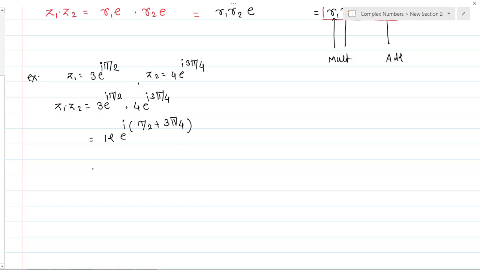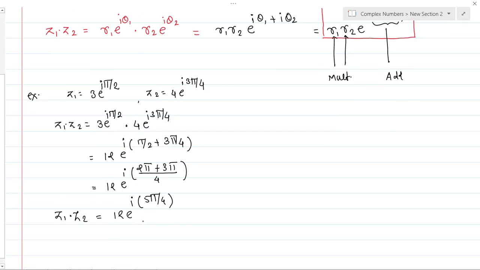What will be this simplification? The LCM is 4, so it becomes 2 pi plus 3 pi divided by 4. So this is equal to 12 e raised to i, so I'll be having 5 pi by 4. This is the final answer, and this is nothing but z1 into z2.